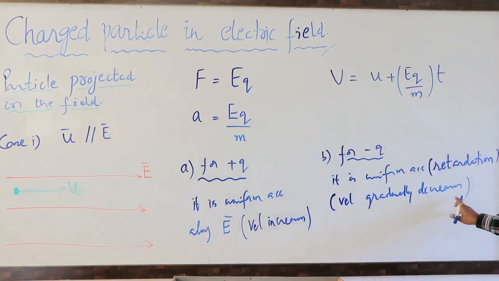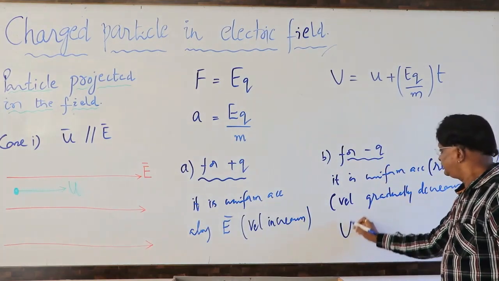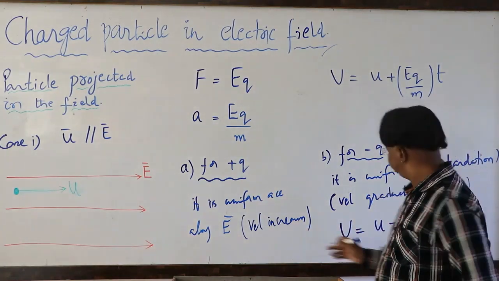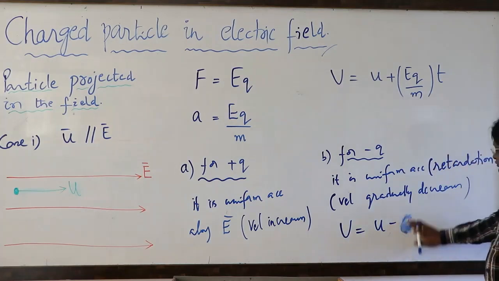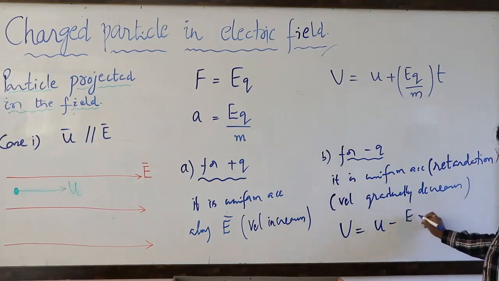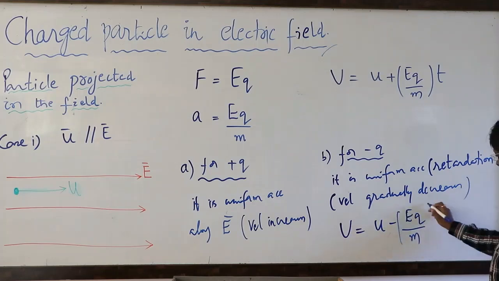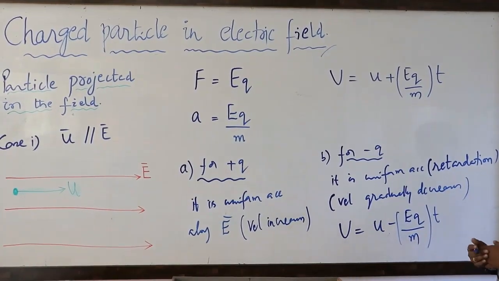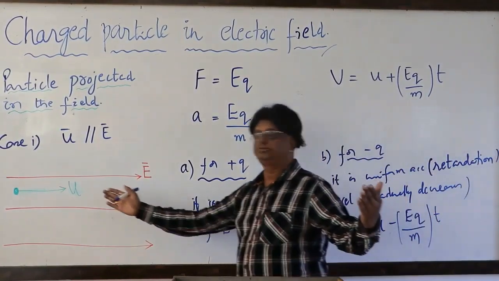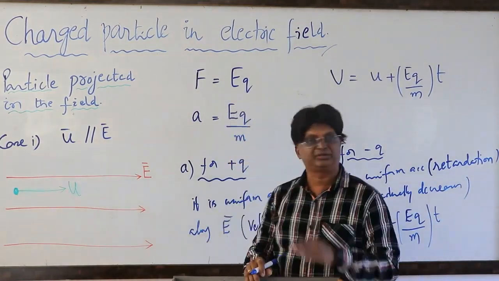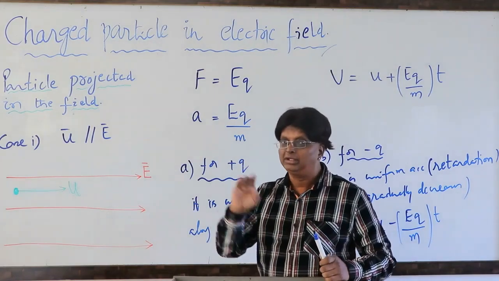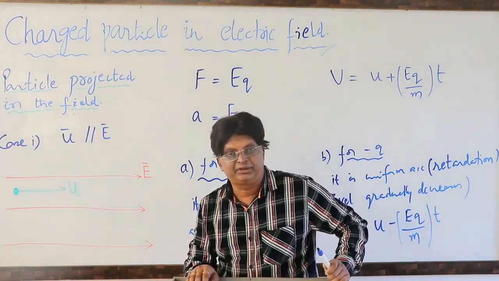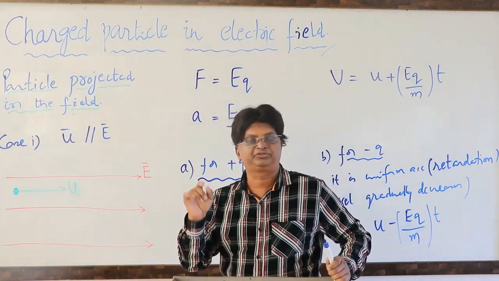Now here the velocity gradually decreases, therefore for such a case V is equal to U minus at, therefore this becomes U minus (EQ upon m) times t. Now what is the possibility that you can tell me? Just imagine yourself. Supposing it is a negative charge like an electron projected along the field, what happens? Velocity gradually decreases. So when velocity is gradually decreasing, at some instant after some displacement, its velocity should become zero.